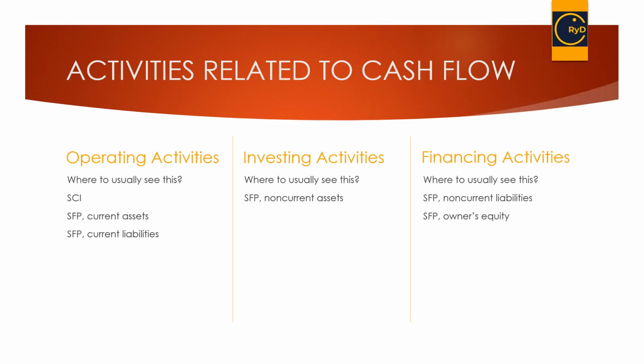So class, you just need to know what account is affected with your cash transaction. Does it affect your current asset, your current liability, your non-current asset, non-current liability, or owner's equity accounts? And then from there, you can then proceed in identifying the related activity to your cash flow. So is it operating? Is it investing? Is it financing? So if we can master this, class, we can easily create our statement of cash flow.